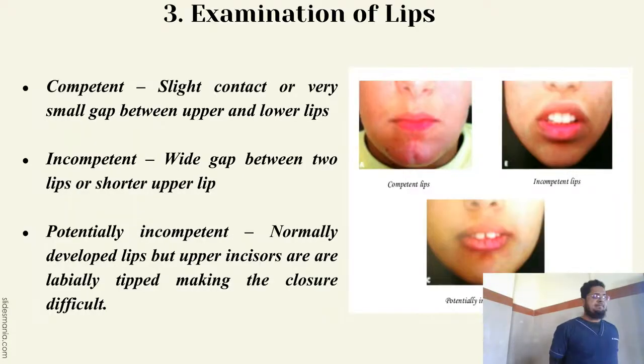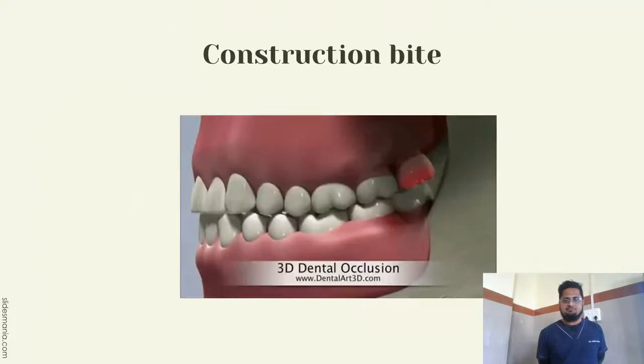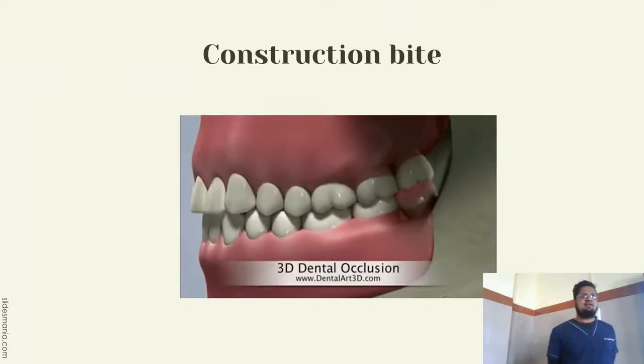Next part is the examination of the lips. The lips are competent or incompetent, but can be potentially incompetent. Competent lips have slight contact or a very small gap between the upper and lower lips. Incompetent lips have a wide gap between the two lips or a shorter upper lip. Potentially incompetent lips are normally developed, but the upper incisors are labially tipped, making closure of the lips very difficult. Next part of the seminar is the construction bite.